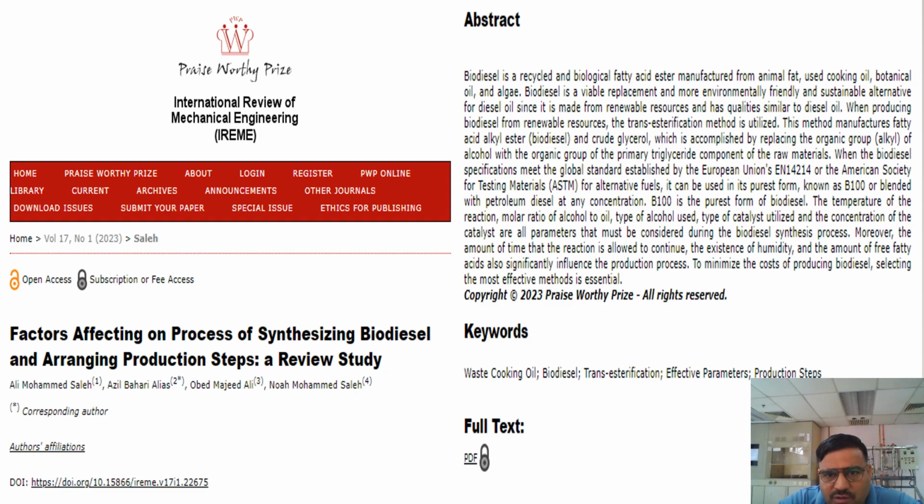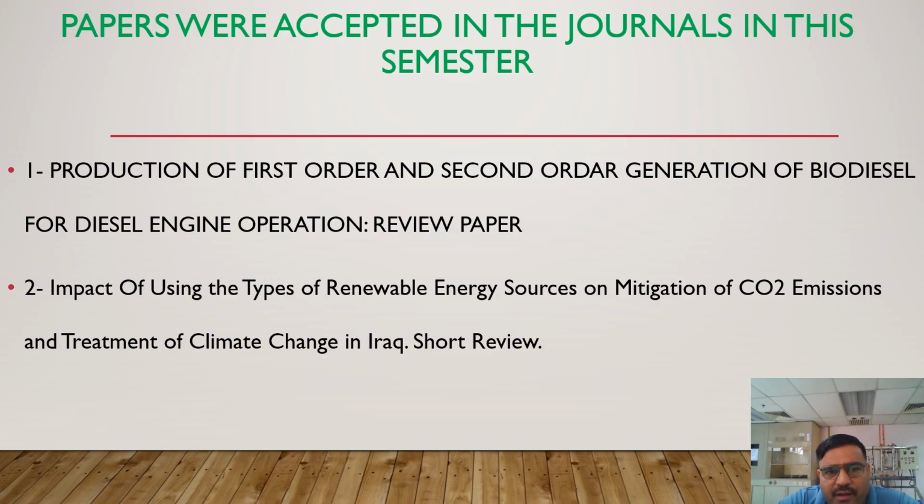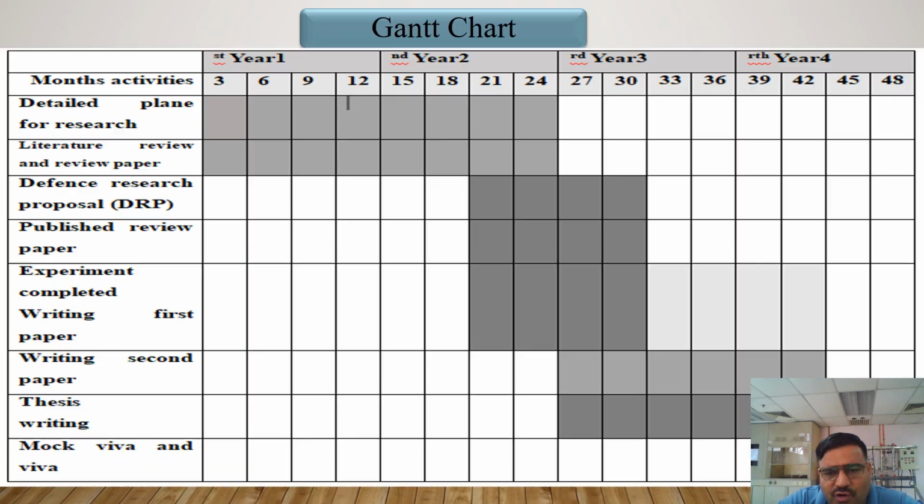This is also Scopus. And I have published two papers in these two weeks. The first one is production of first and second generation biodiesel for diesel engine operation, a review paper also. And impact of using types of renewable energy sources on mitigation of SO2 emission and treatment of climate change in Iraq, a short review.